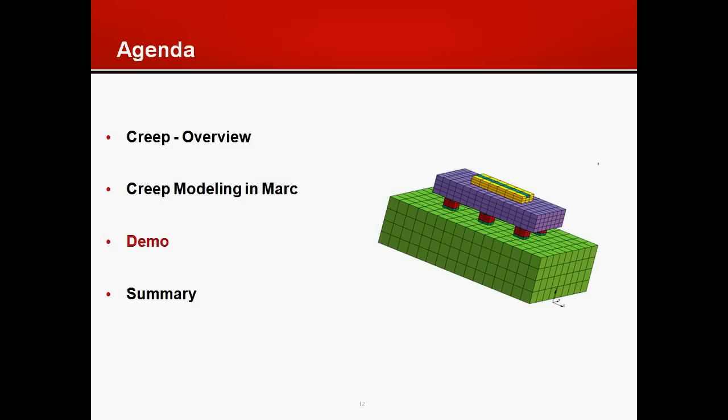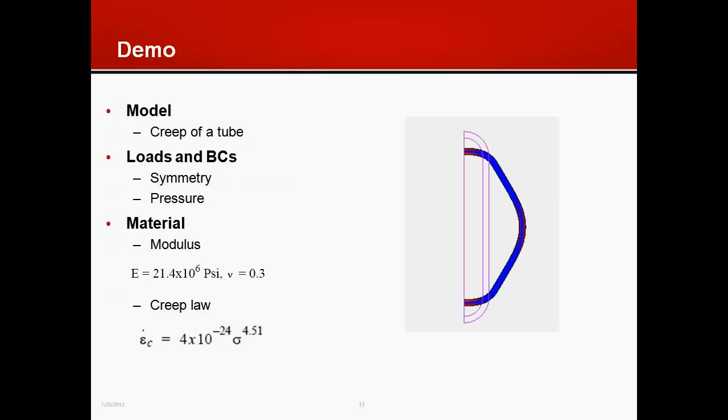So at this point, I'm going to show a quick demo. So this is the problem we're going to look at. Here I'm going to use a simple example of a tube, and a constant pressure is applied on this inner surface. And there are two symmetry planes, so I'm actually showing only one half. And also there is another symmetry plane. I'm going to model the whole half section in this analysis.